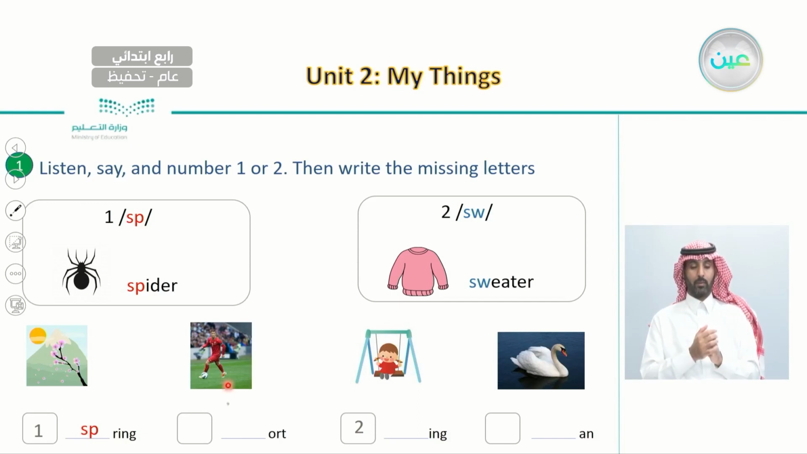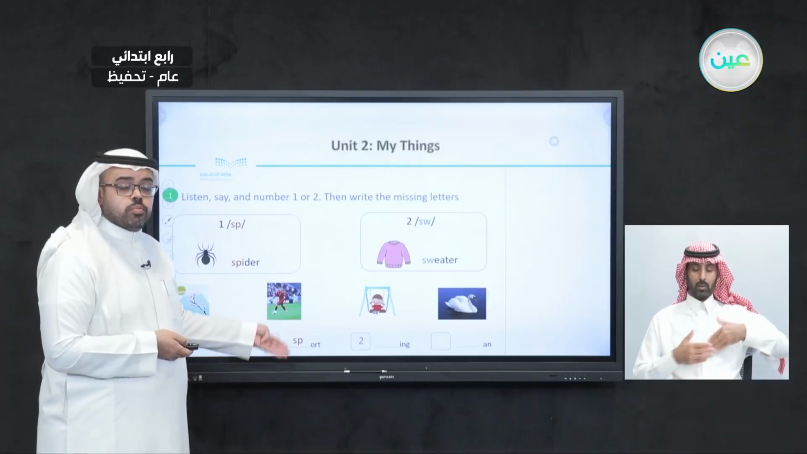Now, let's listen to the second word and decide which sound it starts with. So the second word is sport. Sport. So which sound does the second word start with? With the first one, S and P. S and P, sport. So we have spring and sport.